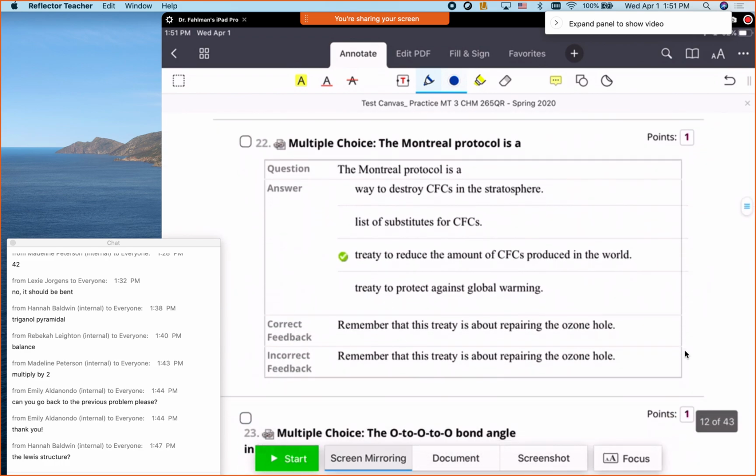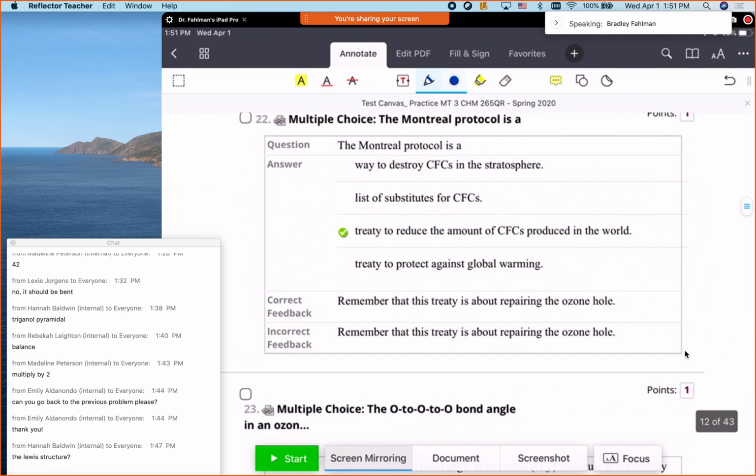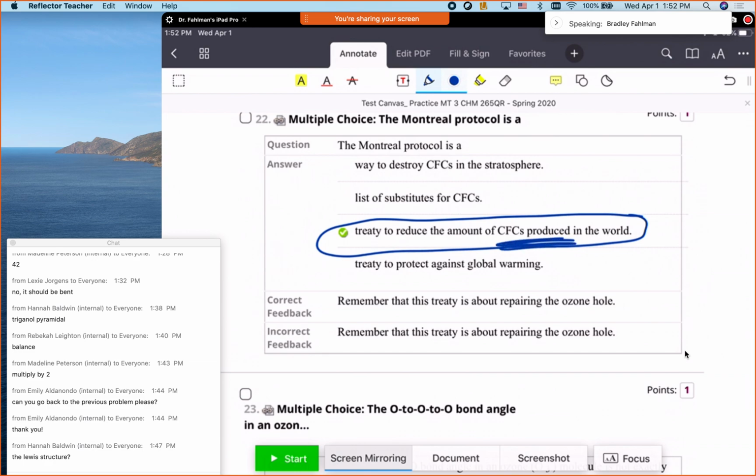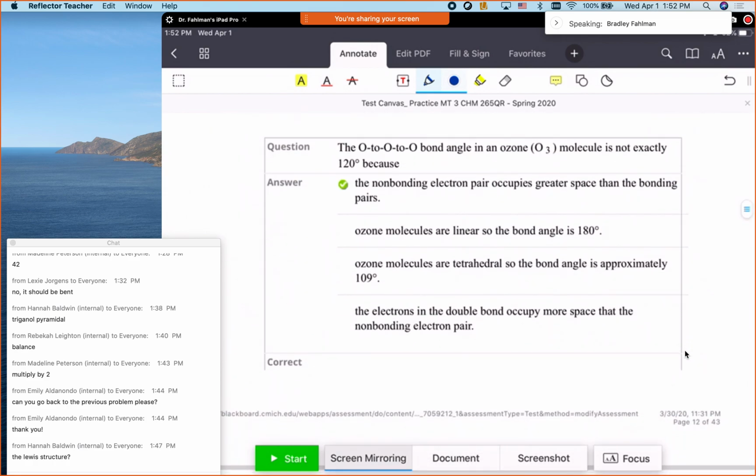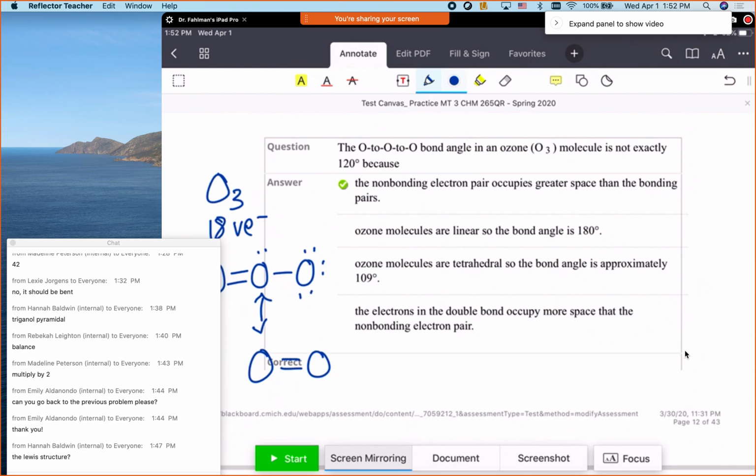Montreal Protocol, so from the reading, it was a treaty to reduce the amount of CFCs produced. Okay. Now the structure for ozone: we've got 18 valence electrons, so as you may remember, it looks something like this. And then you've got this one.